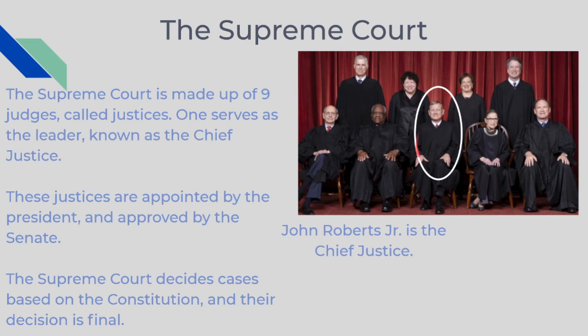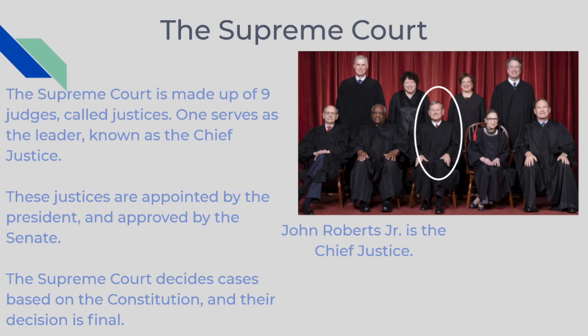This one in the middle, circled right here, this is John Roberts Jr., and he's currently the Chief Justice of the United States. And when you see a picture of the Supreme Court, it's usually easy to tell who is the Chief Justice because they are usually the one who is sitting in the middle, like John Roberts is here.